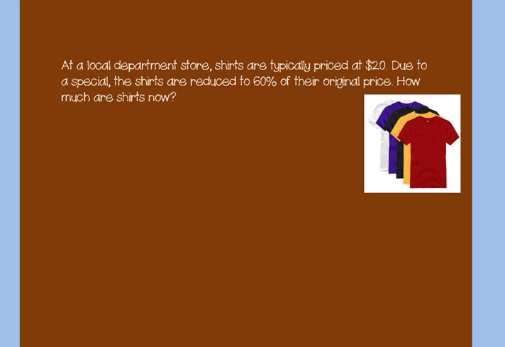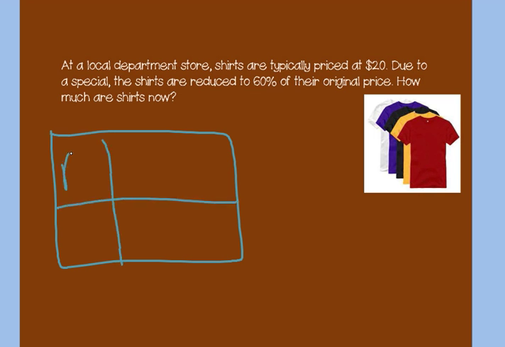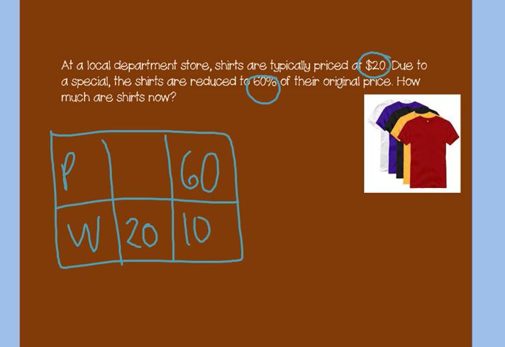In this problem, we don't have a box, but it's very easy to draw your own box. We can label it part and whole, and then we can put our information in. At a local department store, shirts are typically priced at $20. And we think, is that the total amount or the part? That is the total that the shirts cost, so that is your whole. Due to a special, the shirts are reduced to 60%, and the 60 goes here because it's part, and your 100 goes here because it's whole. How much are the shirts right now? They are 60% of 20, so we have to figure that out.